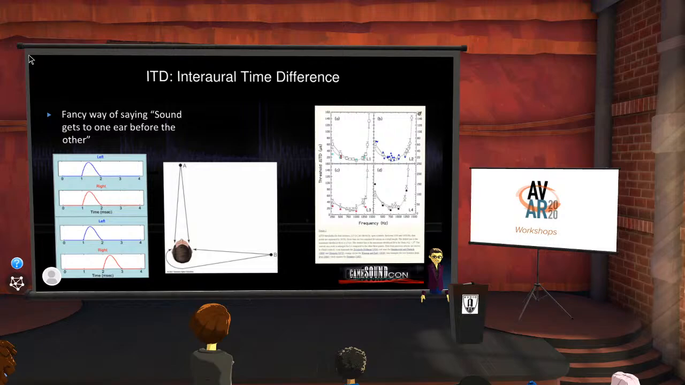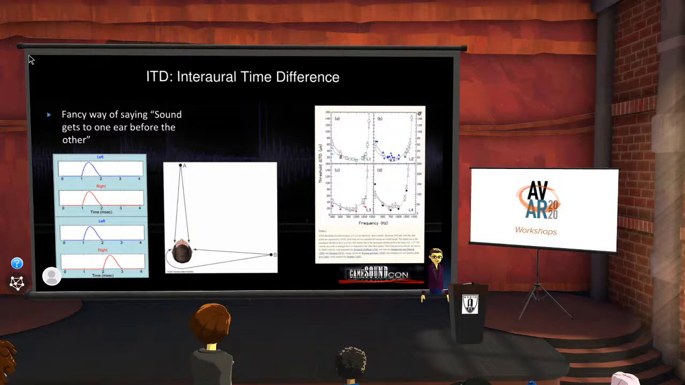Now, an interesting thing is that, like IID, which is very frequency dependent, ITD is also very frequency dependent. In fact, the best performance of ITD is about 1 kilohertz, and it goes away completely above about 1300 hertz. So one of the people studying this noted that they were aware of no aspect of human hearing that shows a more dramatic dependence on frequency than ITD.